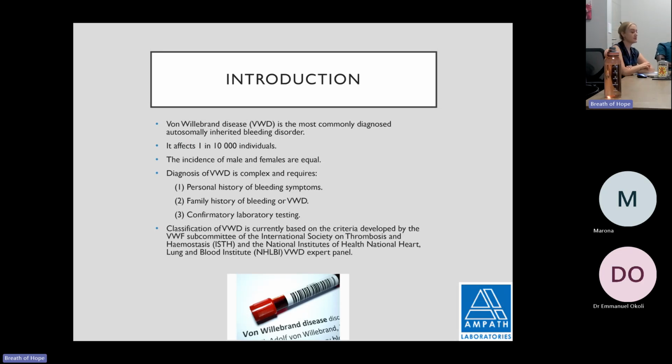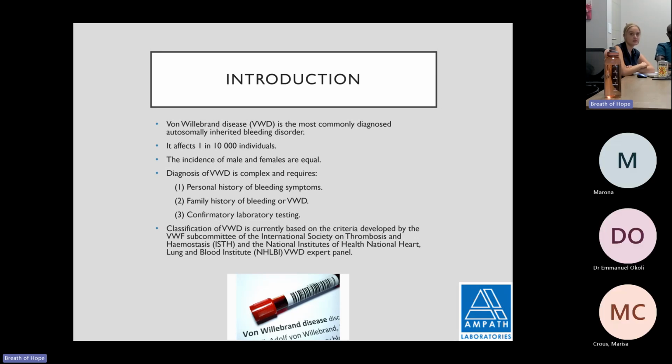So what is von Willebrand disease? Well, it's quite interesting, but this is the most commonly diagnosed inherited bleeding disorder. Most of these are inherited in an autosomal dominant way. It affects about 1 in 10,000 individuals. As you can see, it's quite prominent, and the incidence in males and females is equal. As you can see, it's not X-linked like a hemophilia type of disease, but it's common in males and females.